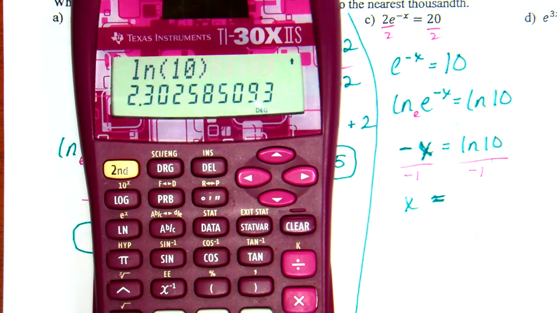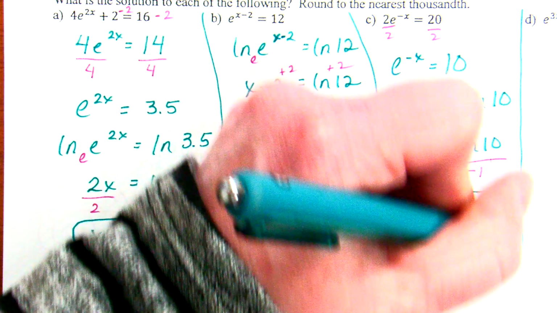Natural log of 10 on my calculator is 2.303. If I divide that by negative 1, it's going to become negative 2.303.